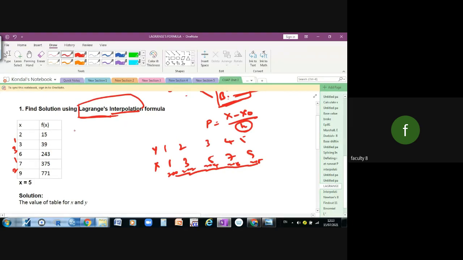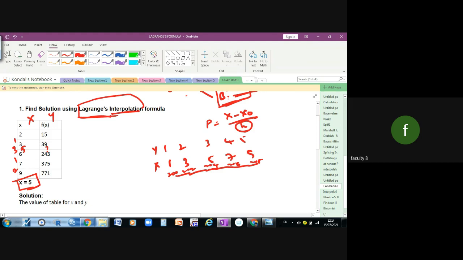So here, for example, find the solution using the Lagrange interpolation formula, or find the Lagrange interpolation for the following data. This is the data given: x values 2, 3, 6, 7, 9, and f of x values. This is the x variable, this is the y variable; don't confuse f and f of x. If x is equal to 5, find the y value. We need to find the y value by using the Lagrange interpolation formula.